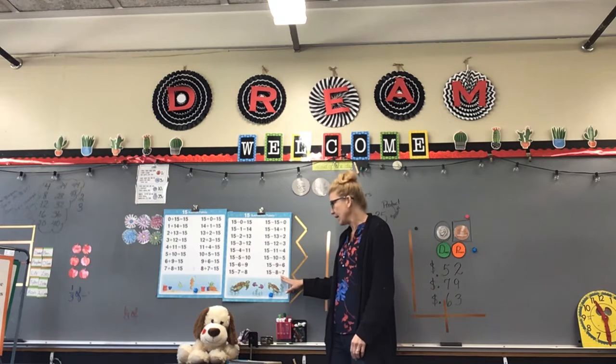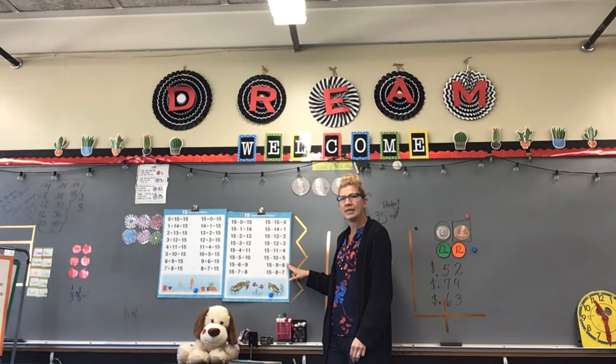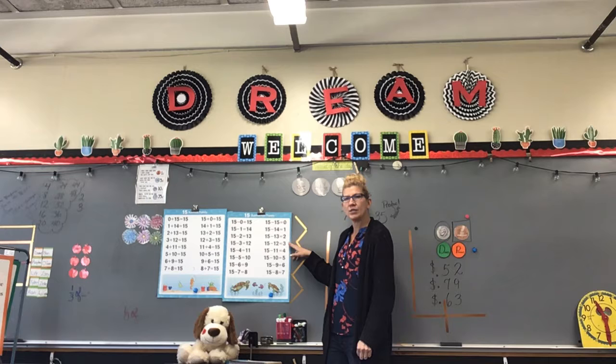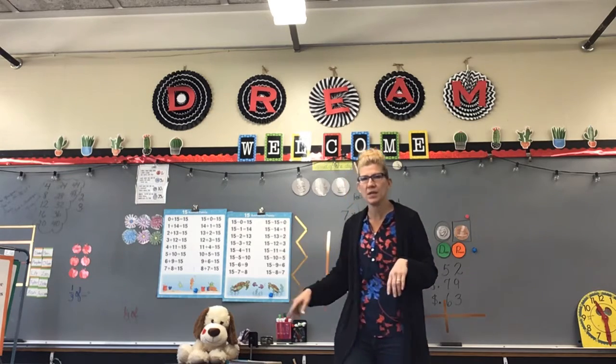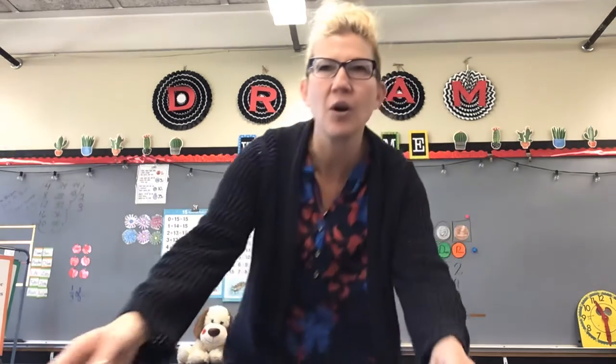15 minus 8 equals 7. 15 minus 9 equals 6. 15 minus 10 equals 5. 15 minus 11 equals 4. 15 minus 12 equals 3. 15 minus 13 equals 2. 15 minus 14 equals 1. And the last one, 15 minus 15 equals 0. Good job. Now I'm going to bring you just a little bit closer to me.